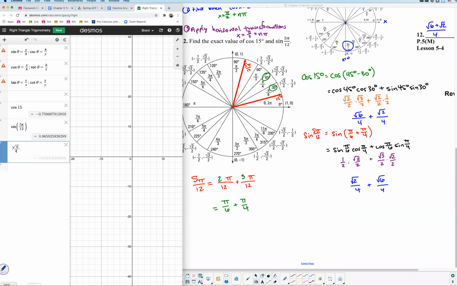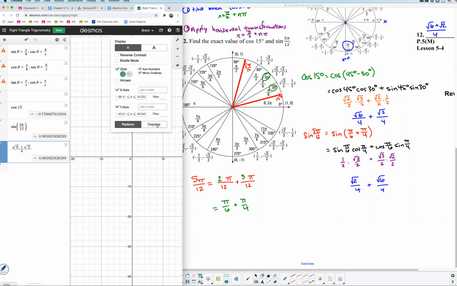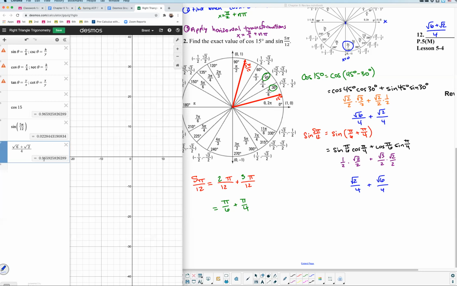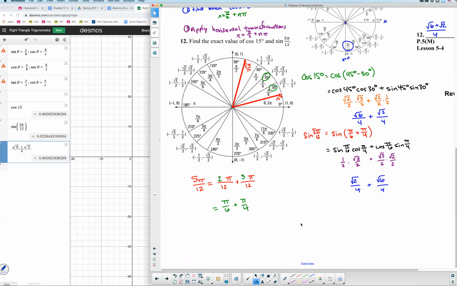Forgot to create the fraction first. Square root of 6 plus square root of 2, divided by 4. Notice these decimals match. And then when I change to degree mode here, notice now these decimals match. So yep, we did do it correctly. So you could have done all that with the calculator if you just remember to change your mode accordingly.